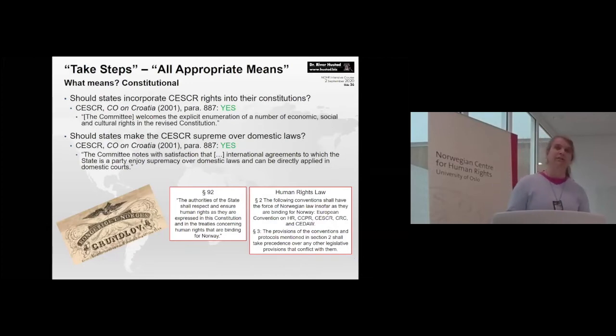So I've put up there a little example. This is in Norway, where section 92 of the Constitution has incorporated the human rights treaties into the Constitution. And in the Human Rights Act, section 3, it says that the provisions of the convention and protocols mentioned here shall take precedence over any legislative provisions that conflict with them. So that's an example of fulfilling these obligations that the committee has mentioned.